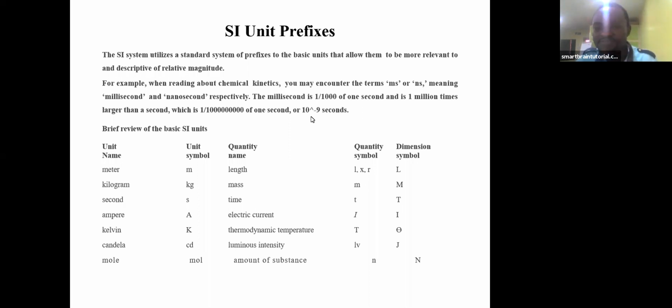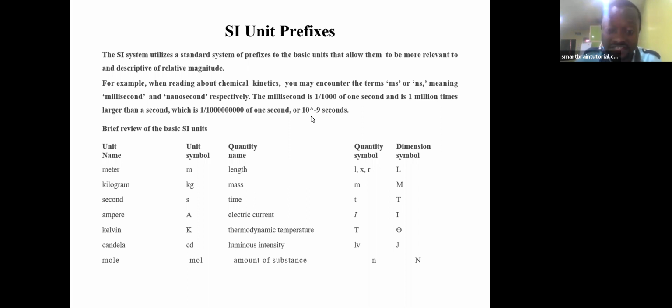Then the next is the mole. In chemistry, we measure solutions. A solution is formed when you add a solid chemical into a liquid, it dissolves in the liquid and it forms what is known as a solution.